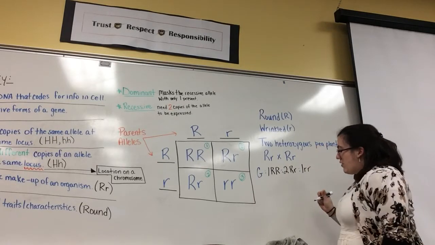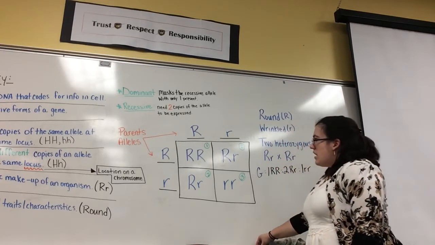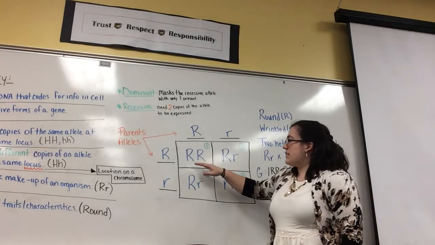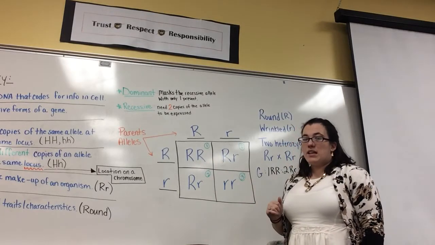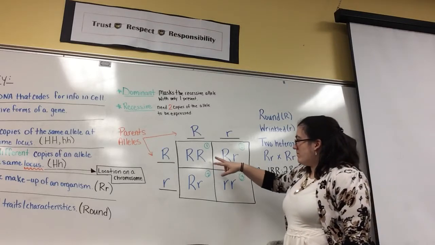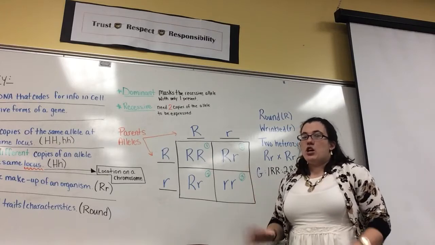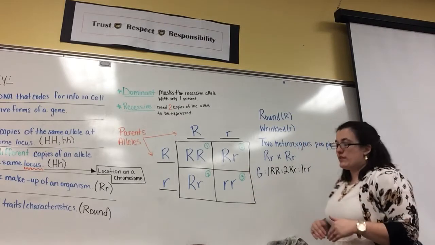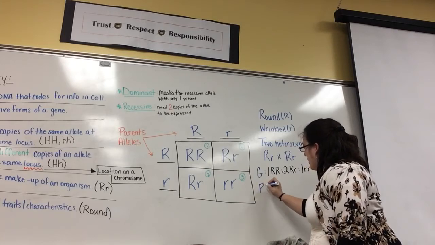Okay? Now, the difference between this and your phenotypic ratio is that in the homozygous dominant and the heterozygous, their phenotype is going to be exactly the same. And so that's something that you have to consider, because then that makes the ratios different between the genotype and the phenotype. So we'll put a P here for the phenotypic ratio.